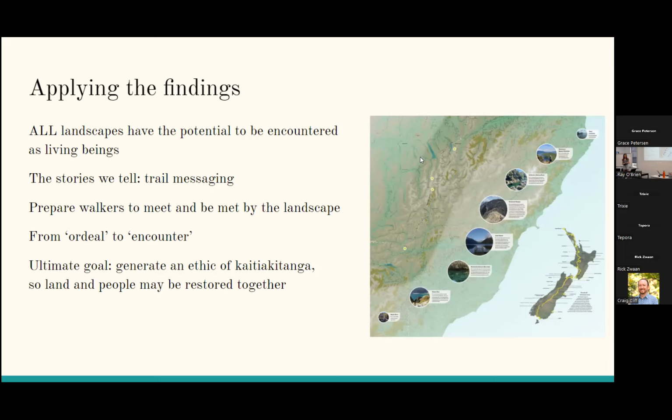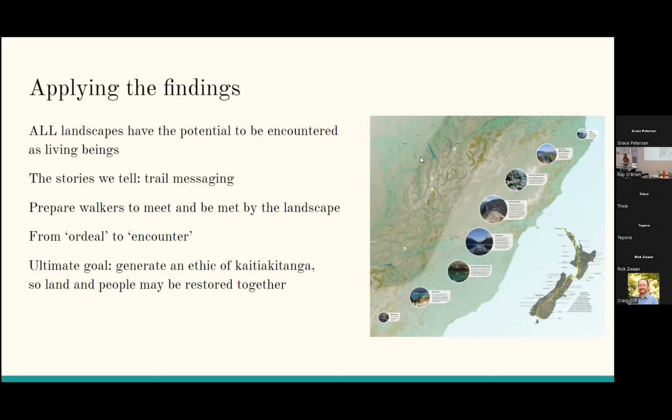So we're wanting to change it from a bit of an ordeal that you push through and get the non-existent medal at the end to an encounter where people go in prepared to greet the landscape and also to encounter it. And the ultimate goal is for all of this to generate that ethic of kaitiakitanga.